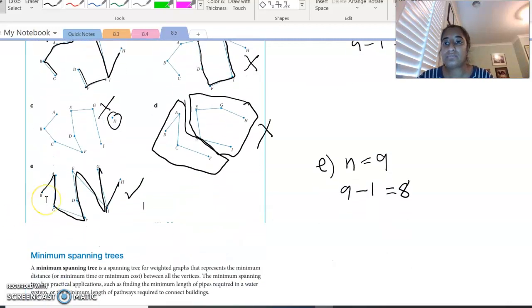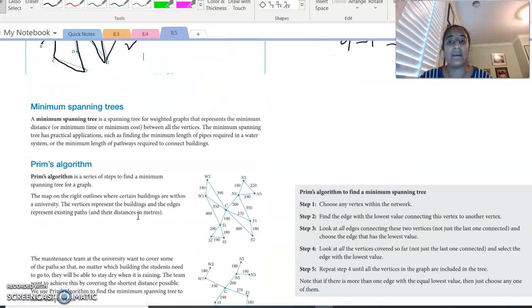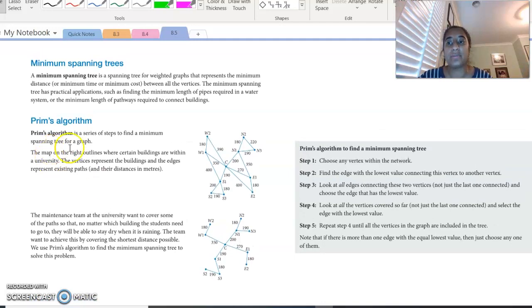All right, moving on to now minimum spanning tree. So we've identified what a spanning tree is, now calculating minimum spanning trees. So a minimum spanning tree is basically a spanning tree for weighted graphs. So they have numbers associated with each of the edges. Okay, so this could be the time that it takes to go somewhere, the distance on that path, and it basically could represent the cost, the time, or the distance, between all of the vertices.